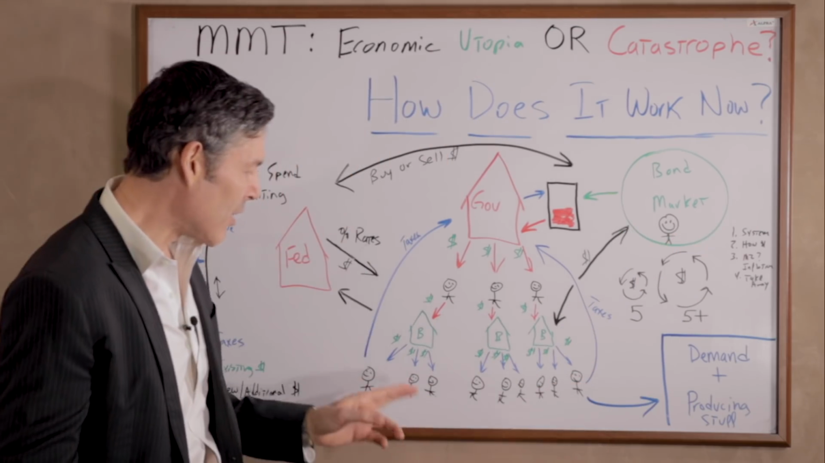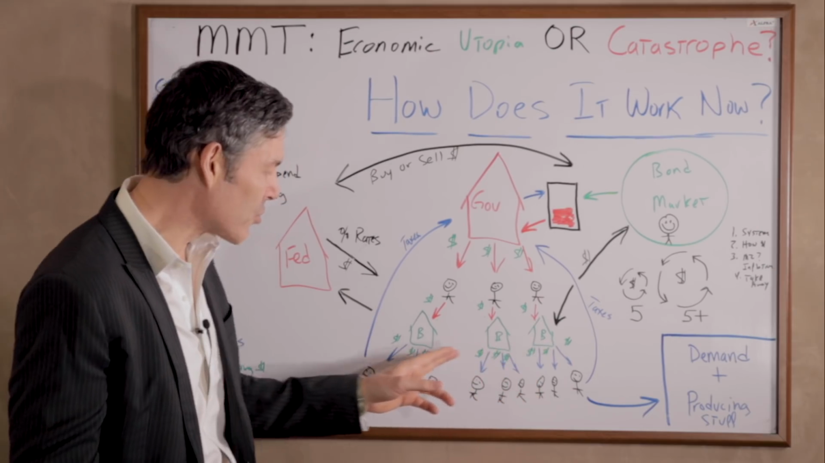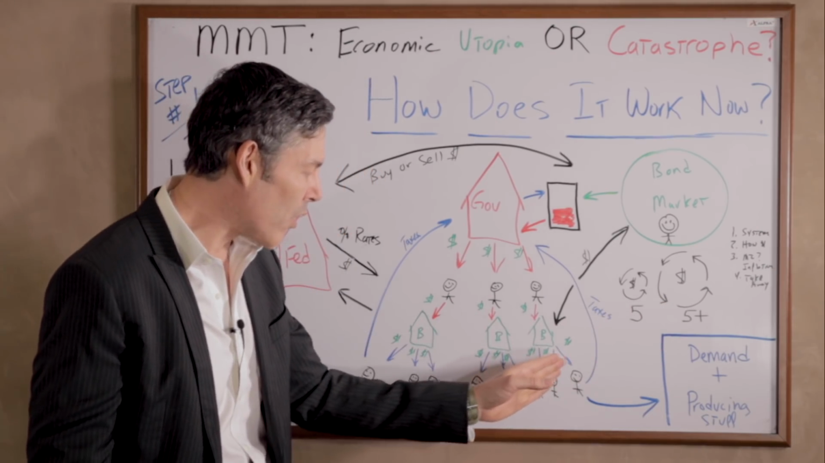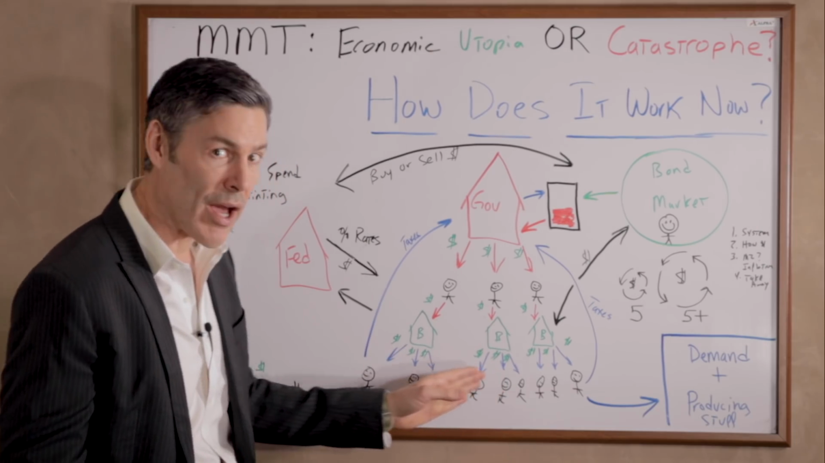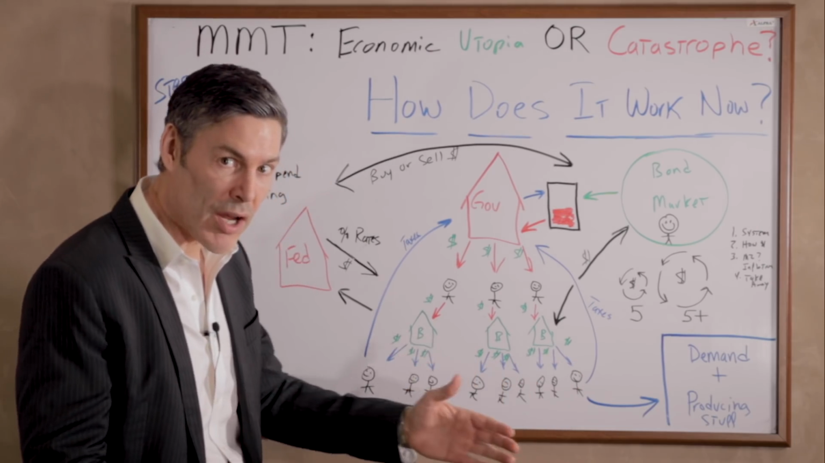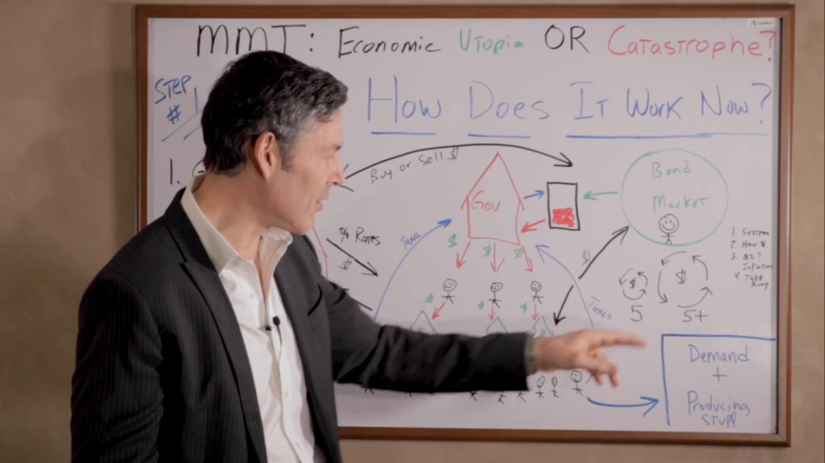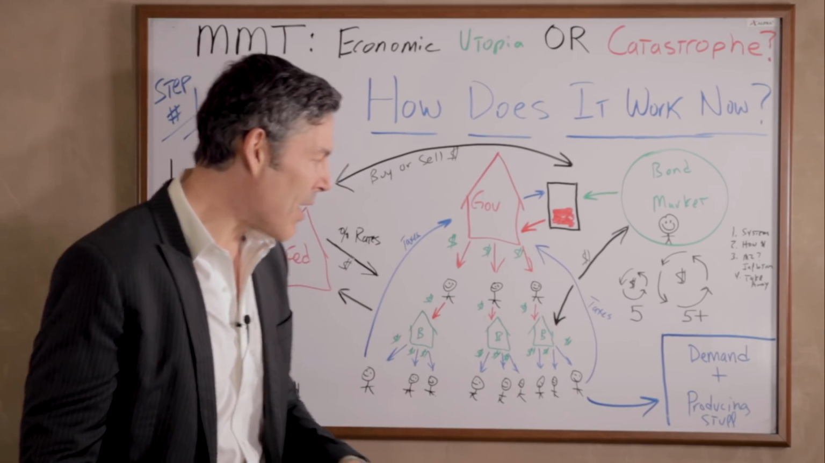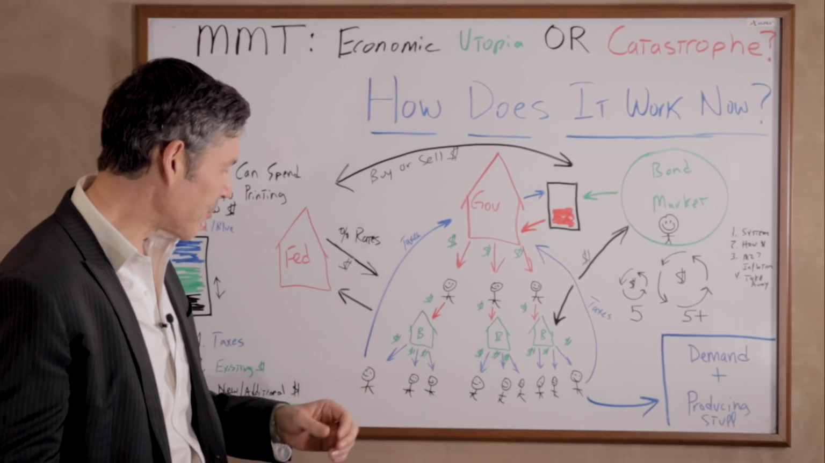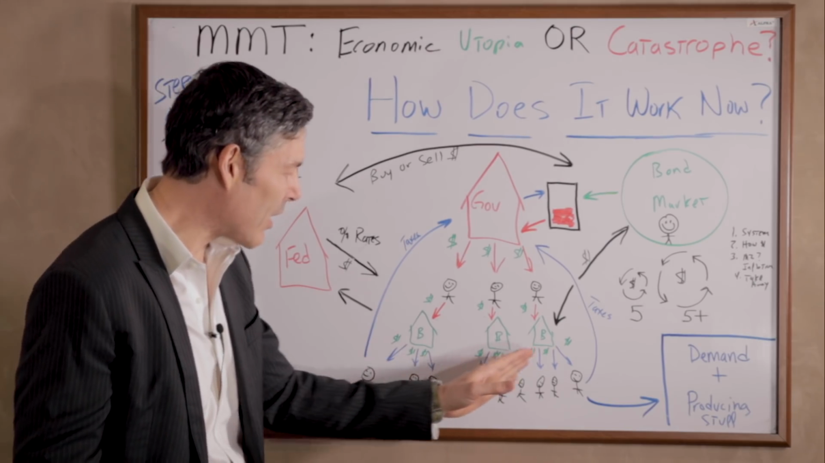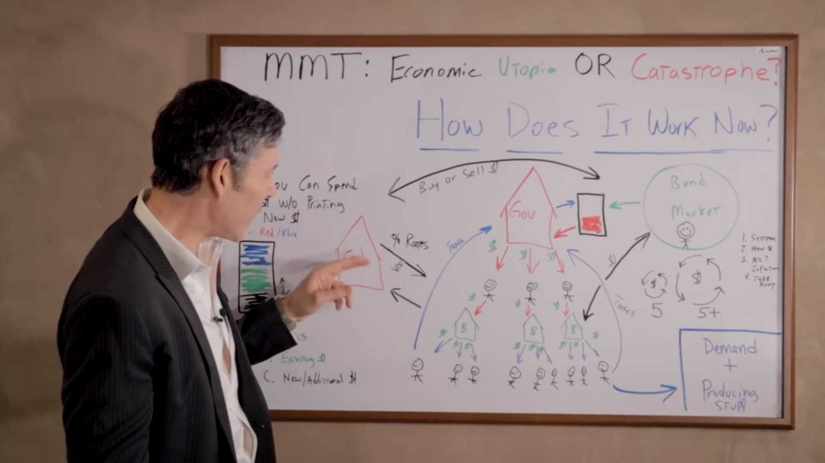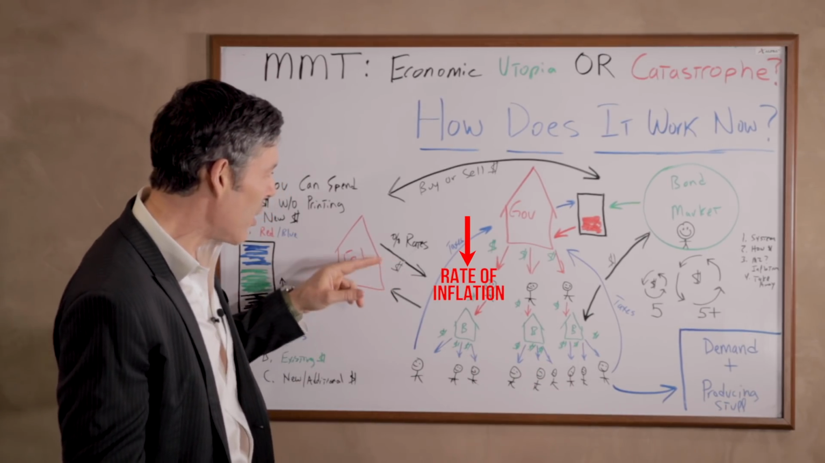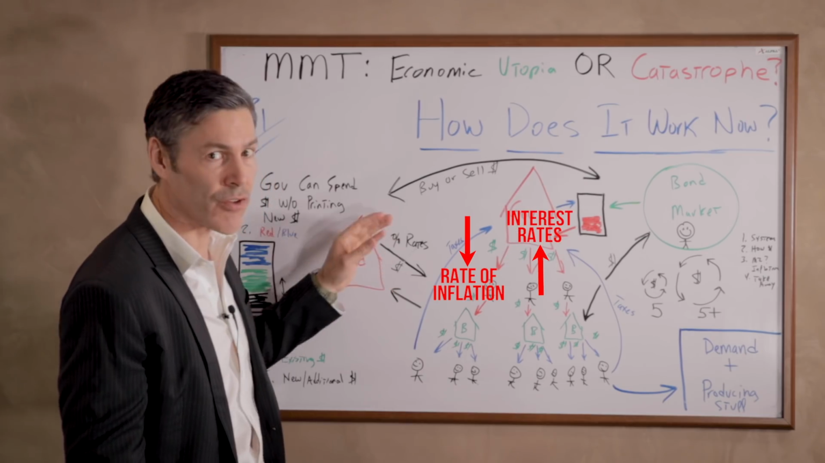Let's keep in mind that the banks have a lot of control over how much money is in the system because they're the ones that issue the credit. So the more credit they issue, the more money that's in the system. Well, the Fed has a couple of ways of managing the money supply. Since a lot of the money supply is determined by the banks, if the Fed wants to decrease the rate of inflation, they can increase interest rates.